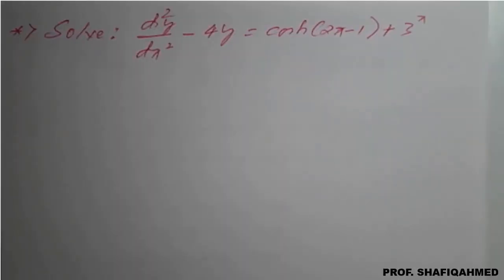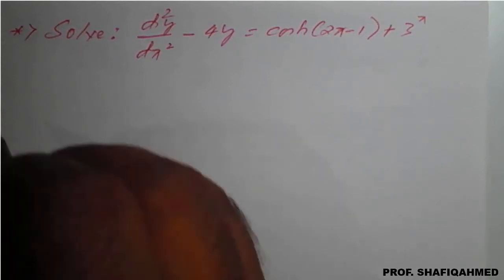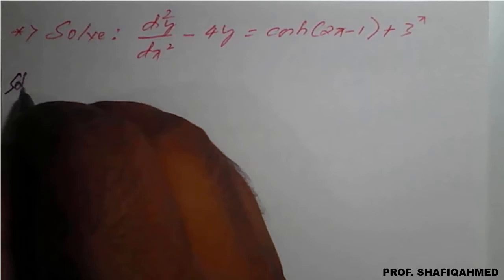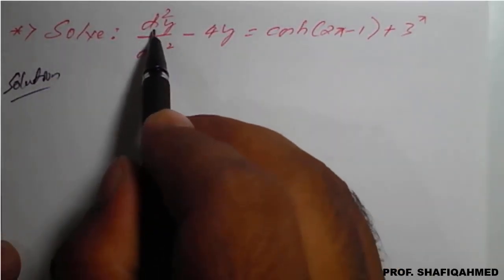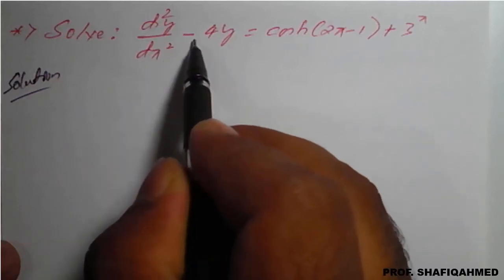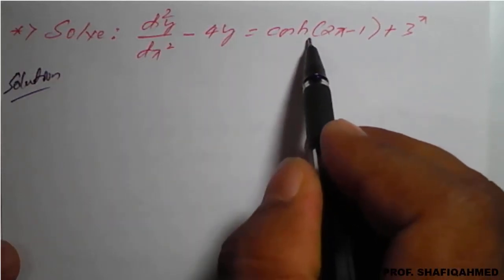Hello everyone. In this lecture, we'll see a problem on non-homogeneous differential equation using type 1. Solution. Here the given question is d square y upon dx square minus 4y equal to cos hyperbolic of 2x minus 1 plus 3 raised to x.